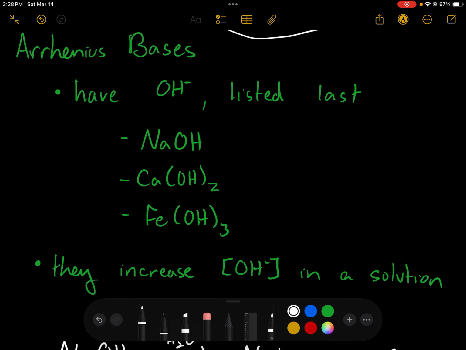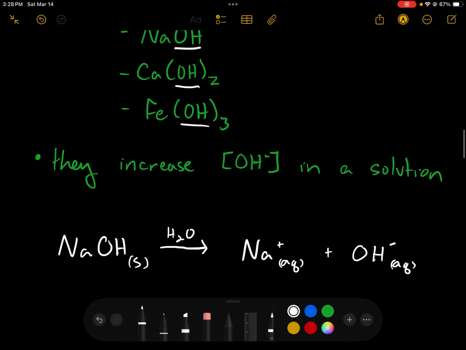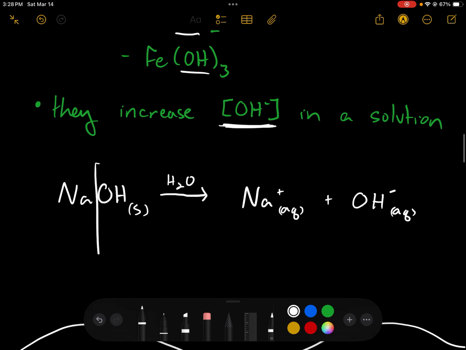Arrhenius bases, on the other hand, usually have a hydroxide, and it's generally listed last in the compound. So again, a couple of examples: sodium hydroxide, calcium hydroxide, iron 3 hydroxide. All of them have that OH, and it is listed last. But specifically, they have to be able to increase the hydroxide concentration within a solution. And that is even easier to understand than with Arrhenius acids, because those bases, when they interact with water, are going to split up, and they're going to form a positively charged cation, whatever that is, sodium, potassium, calcium, whatever, and a negatively charged hydroxide ion.